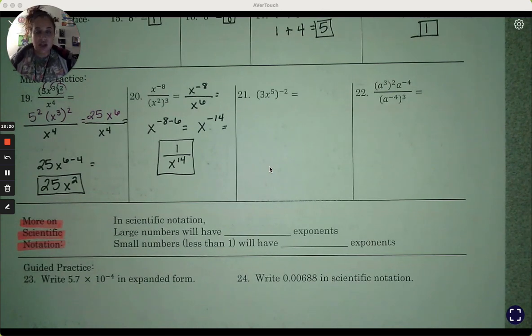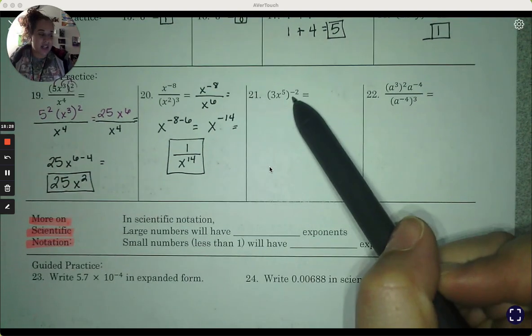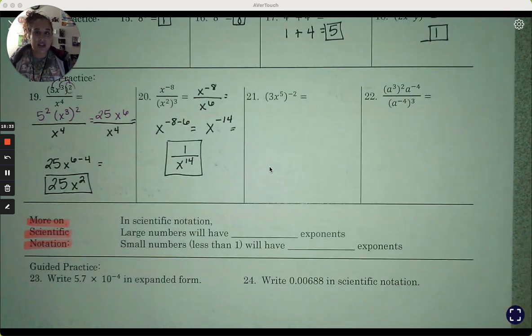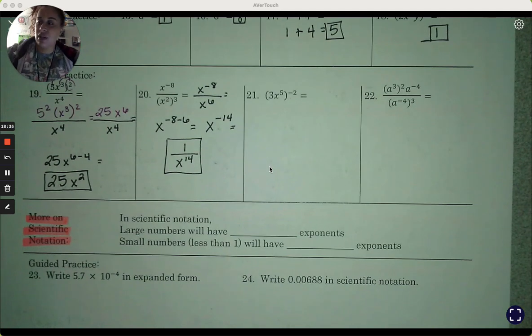21. Again, a couple of different ways we could do this one, but I'm going to do it what I think might be the easiest way. So I see a negative exponent. That's the first thing I noticed about this problem. We can't have a negative exponent, so I'm going to go ahead and flip it right now.